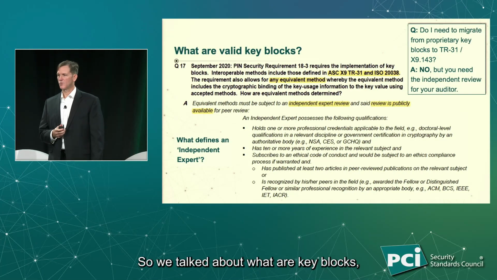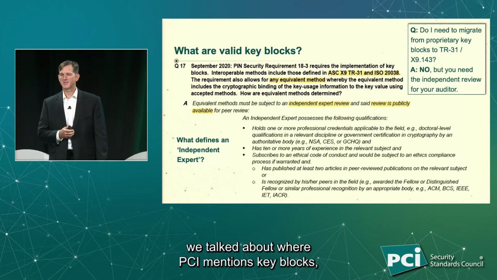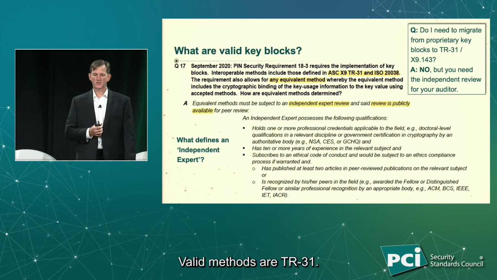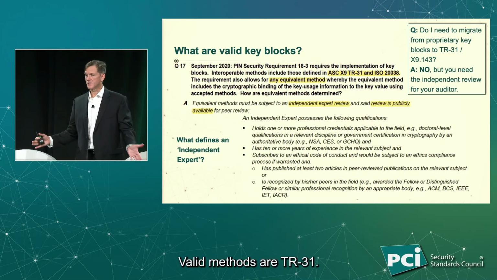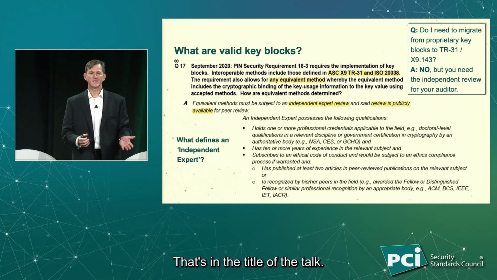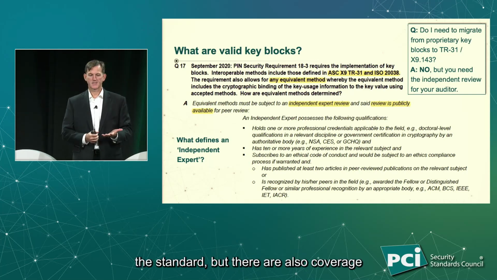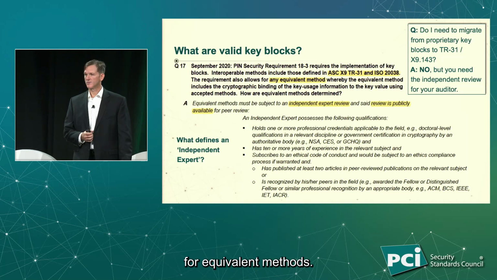So we talked about what are key blocks. We talked about where PCI mentions key blocks. What are valid key blocks according to PCI? Valid methods are TR-31, surprise, surprise. That's in the title of the talk. And this definition is expanded to include X9.143, the standard, but there are also coverage for equivalent methods.